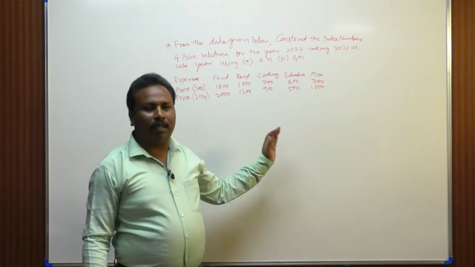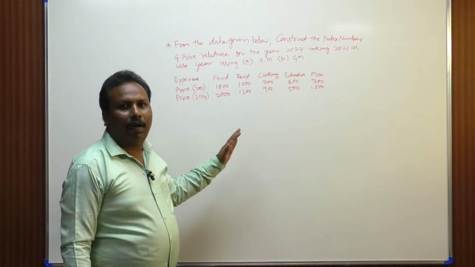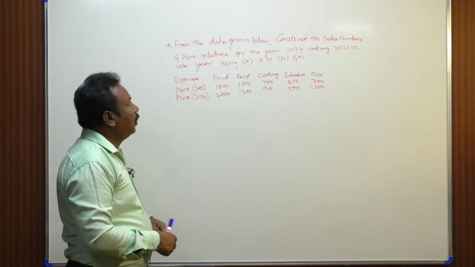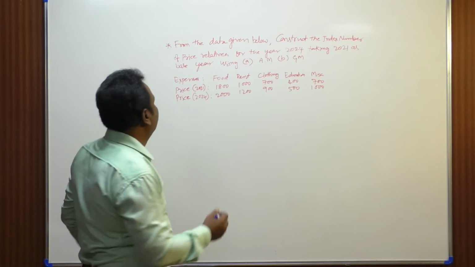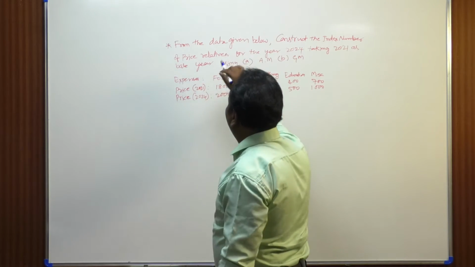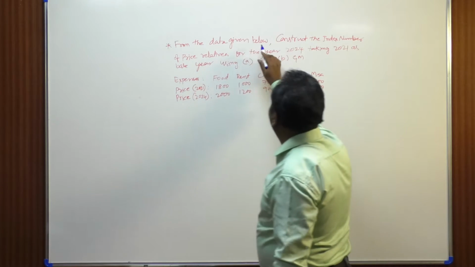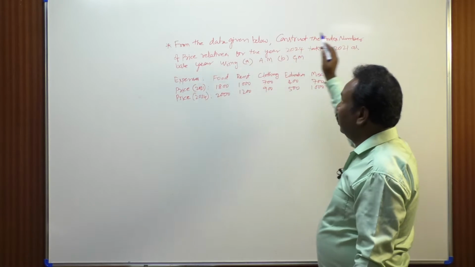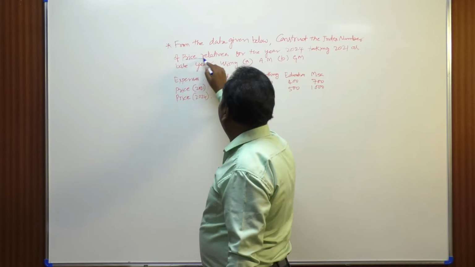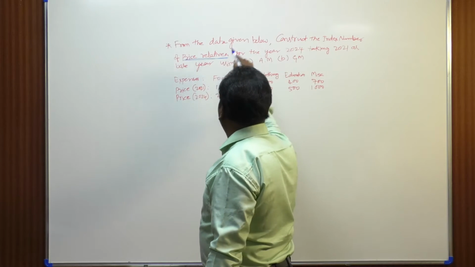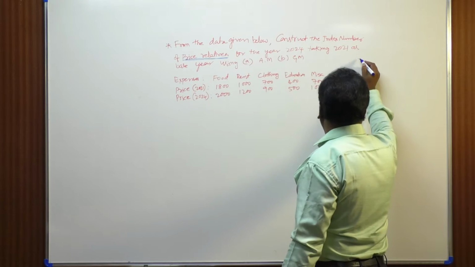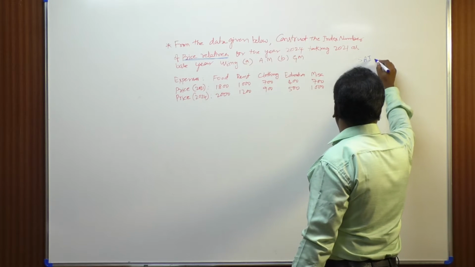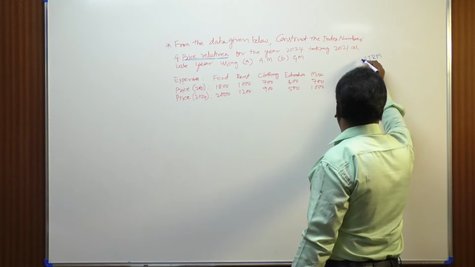Now one more case for the simple average price relatives index method. Say the case is given, the data for a 10 marks question. From the data given below, construct the index number of price relative, nothing but the simple average price relatives method.